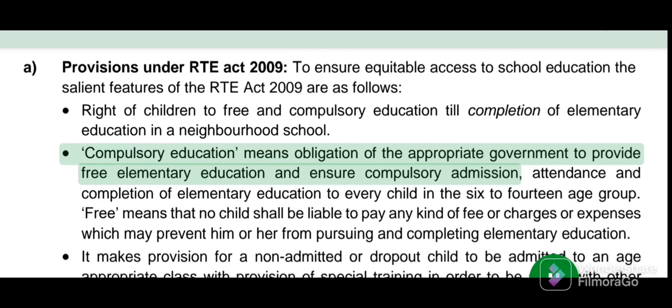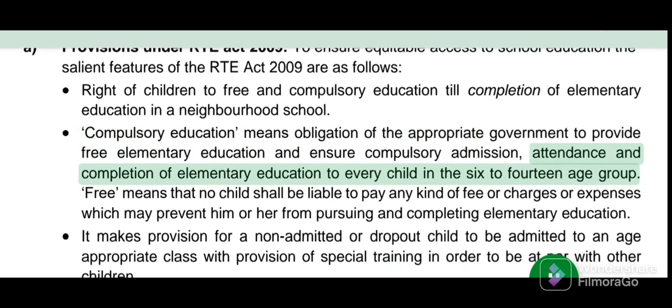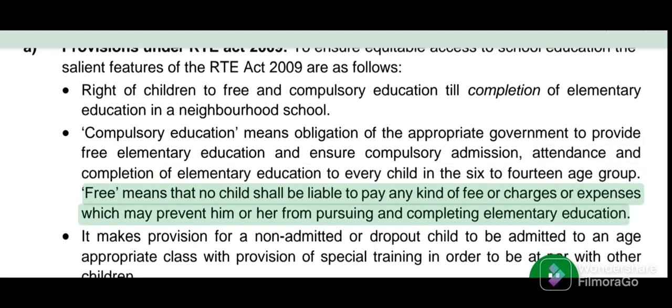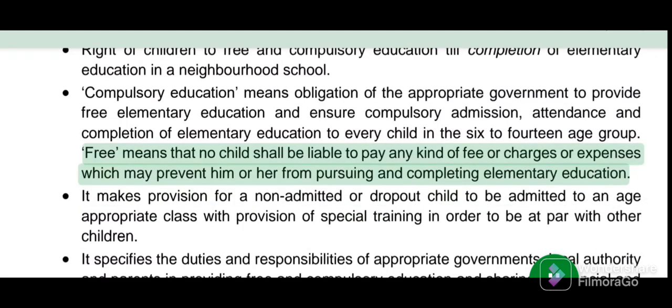Compulsory education means obligation of the appropriate government to provide free elementary education and ensure compulsory admission, attendance and completion of elementary education to every child in the 6 to 14 age group. Free means that no child shall be liable to pay any kind of fee or charges or expenses which may prevent him or her from pursuing and completing elementary education.